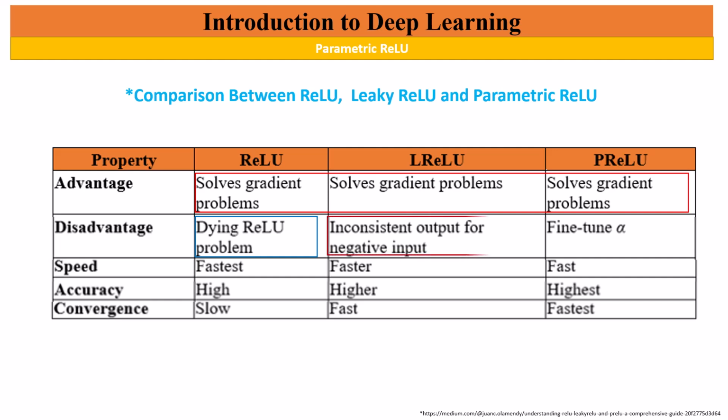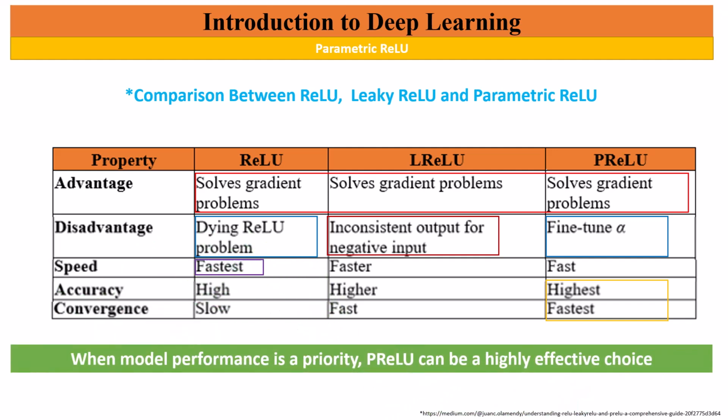PReLU takes this idea further by making that small slope learnable, meaning the network can adjust it during training for better performance. As shown in the table, ReLU is the fastest in terms of speed, but PReLU tends to give the highest accuracy and fastest convergence, thanks to its adaptability. So, if you're building a model where performance matters, PReLU might be your best bet.